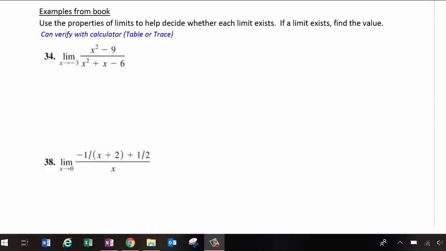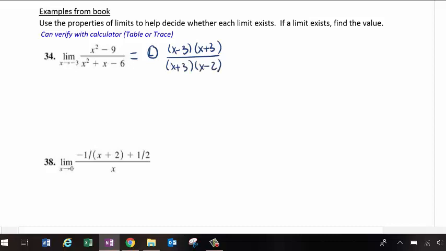So we have 3 examples that I pulled from the textbook to kind of go over the idea of what do we do if when we plug it in we get 0 over 0 form. That tells you you have to factor to cancel. So again, I'm going to just do that to just make it a little bit easier on myself for my limit. So it's difference of squares on the top. In the denominator, it factors to x plus 3, x minus 2. So the x plus 3's cancel. I have the limit as x approaches 3 of x minus 3 over x minus 2. This again means that there is a hole in the graph that was able to be canceled.